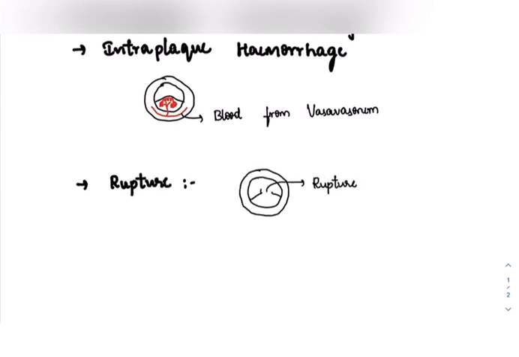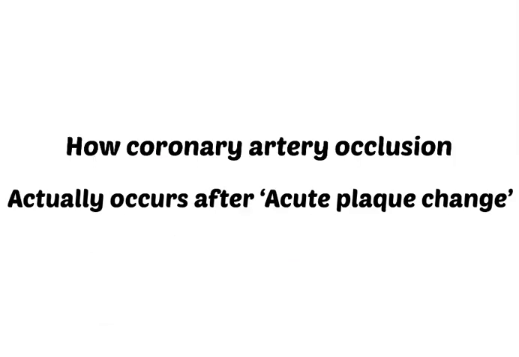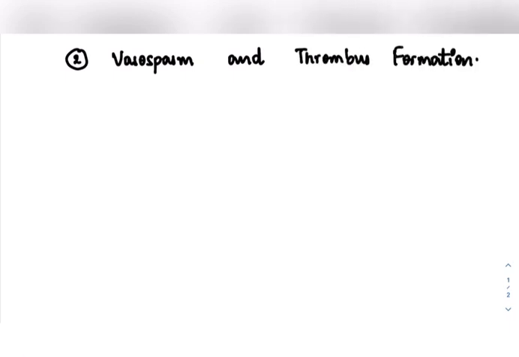And the second one is rupture of the atheromatous plaque. The third one is ulceration of the atheromatous plaque. These 3 are the acute changes that happen in an atheromatous plaque present in a coronary artery. How does coronary artery occlusion actually occur after the acute change? See, vasospasm and thrombus formation occur due to acute change.